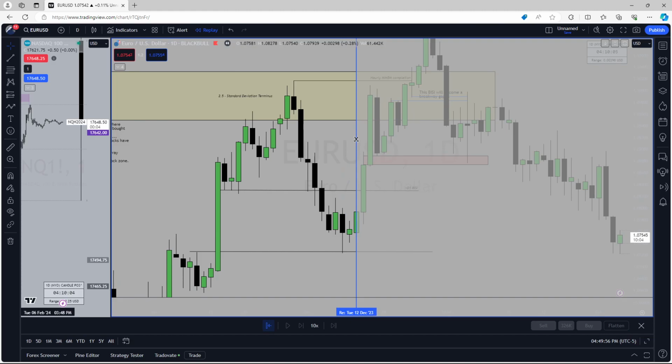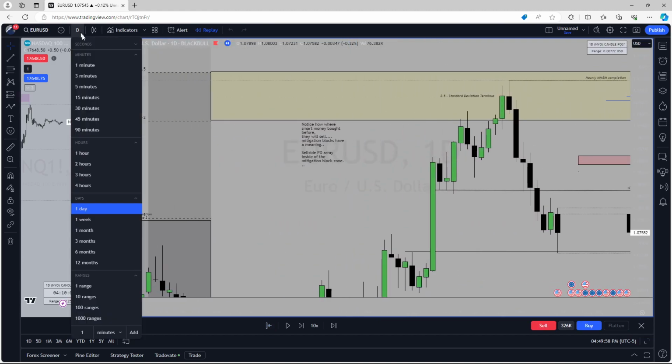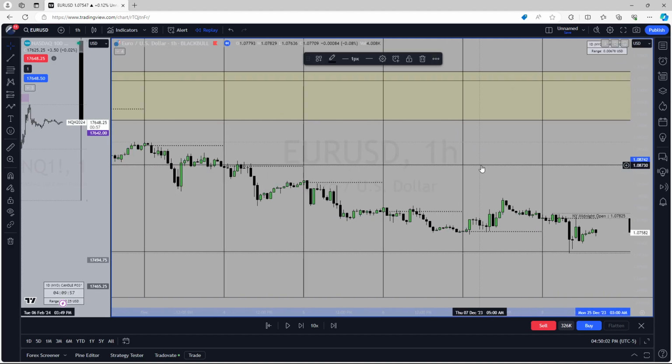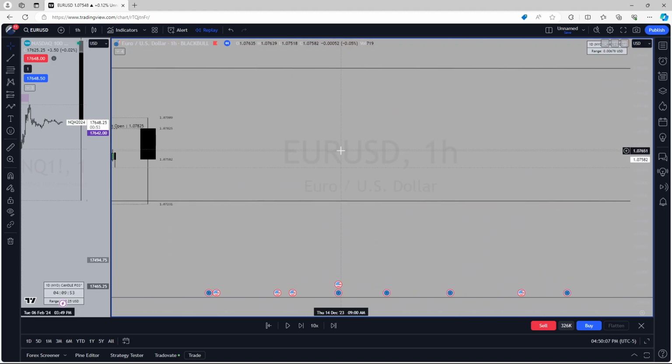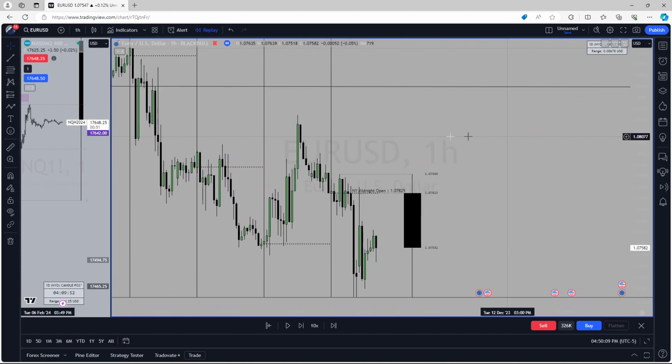Here, I'll show you the trade and why I took this trade. Daily fair value gap. Daily to 1 hour chart. This is the market maker model. What do we have here? I have my model. Standard deviation.